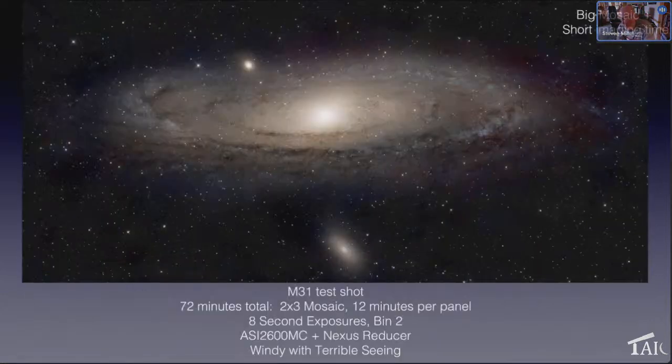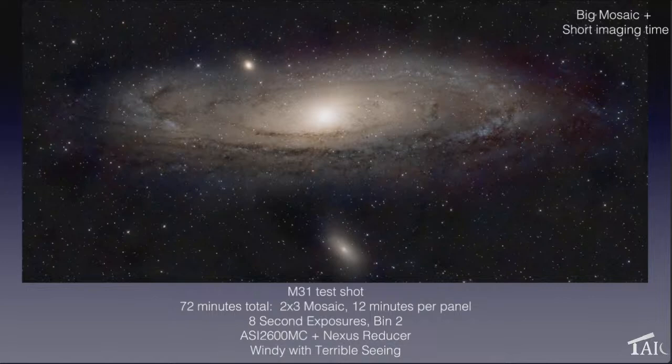Here's a big mosaic. It was a very windy night, so I didn't get very high resolution, but I did a 2x3 mosaic, and I only spent 12 minutes per panel, and I was able to get the M31. It was so rainy this winter that I didn't get another chance to go for it, unfortunately.